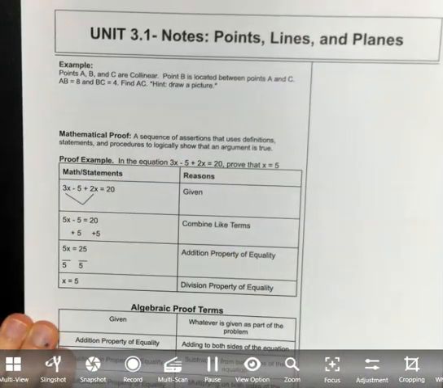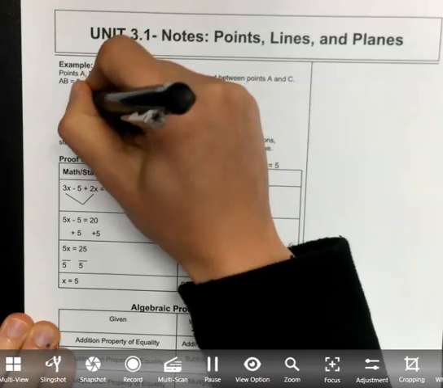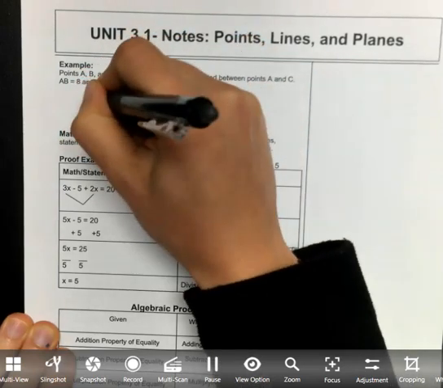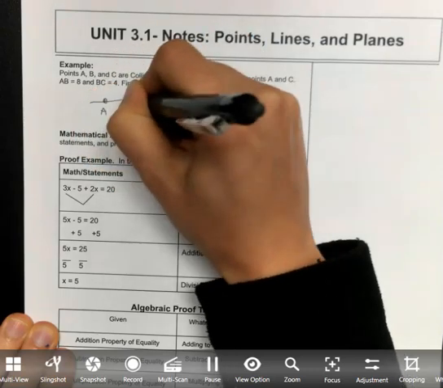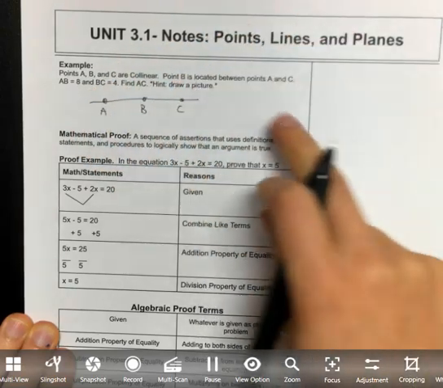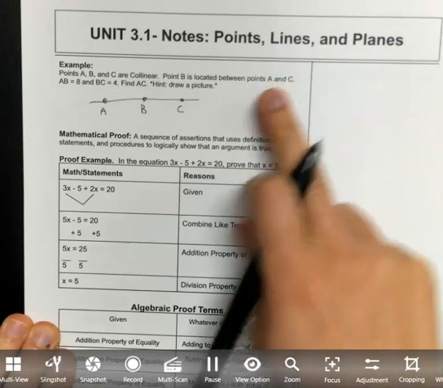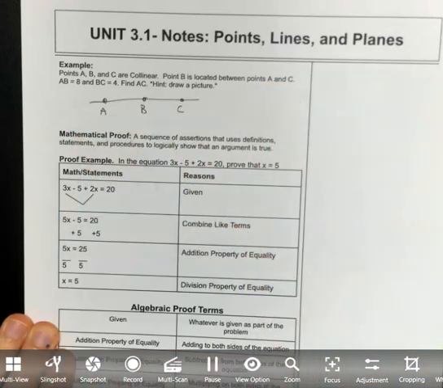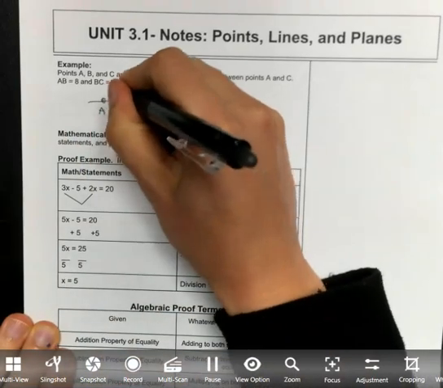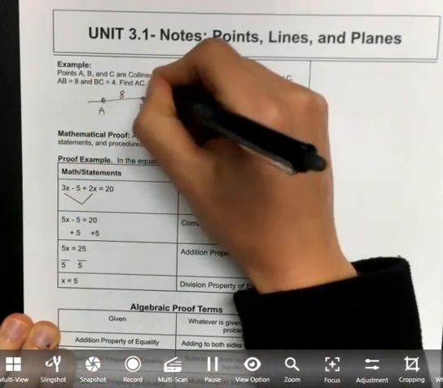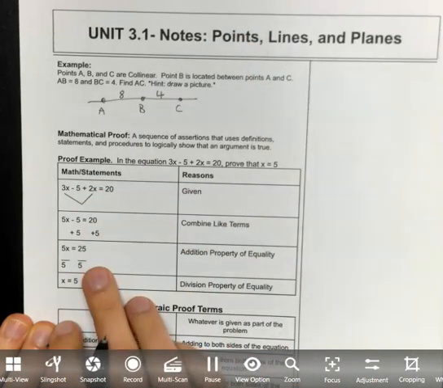All right, points A, B, and C are collinear. So I'm going to draw a line and put my A, B, and C on the line. It says point B is between A and C. Good, I have my B in the right place. AB is 8. BC is 4. Find AC.